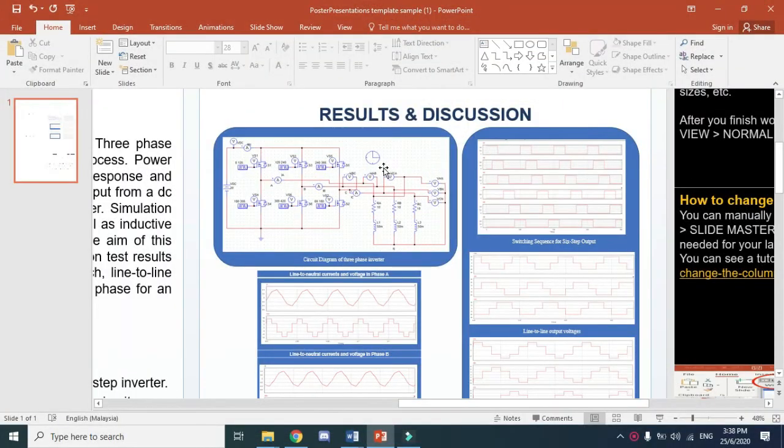Thank you. Assalamualaikum. I am Muhammad Taufiq bin Bahan, the next presenter, to present about the result and discussion. This is the circuit diagram for the three-phase inverter, using a six-step inverter that consists of six switches. We are using six MOSFET switches, three resistors, three inductors, which is the RL load, and 20 volts of VDC.